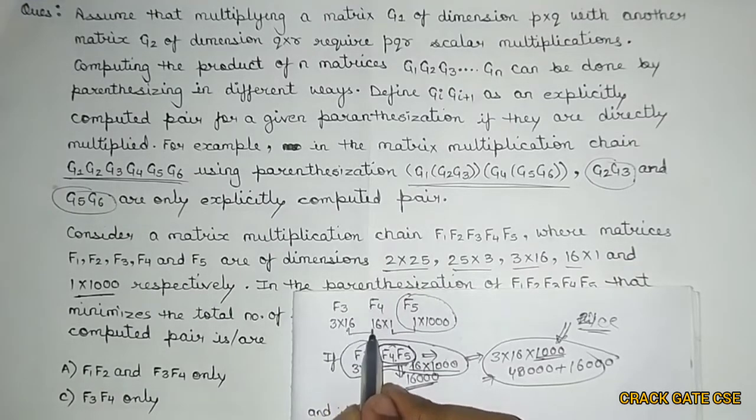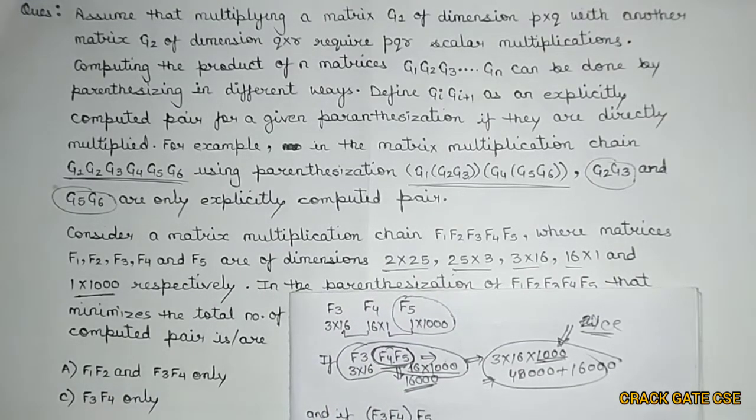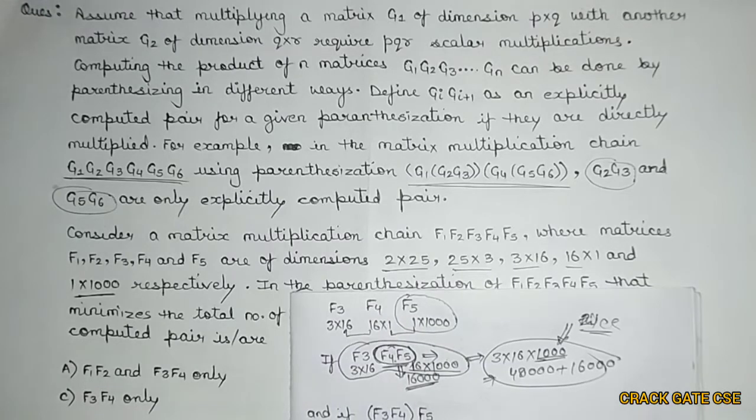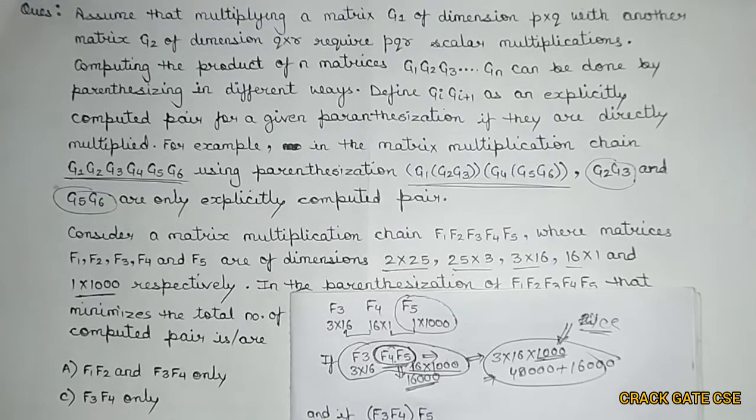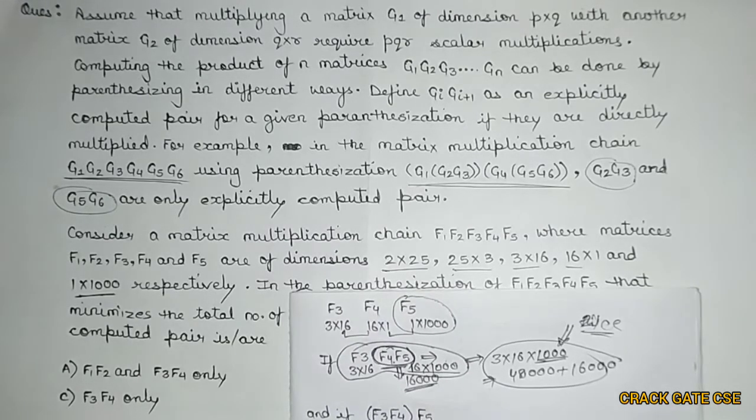So F3 F4 will be 3 into 16 into 1. It will be 48 only. And the dimension for F3 F4 will be 3 into 16. So dimensions are 3 into 16. F5 dimensions are 1 into 1000. So if you find out completely, sorry, it will be 3 into 1. So dimensions for F3 F4 will be 3 into 1.